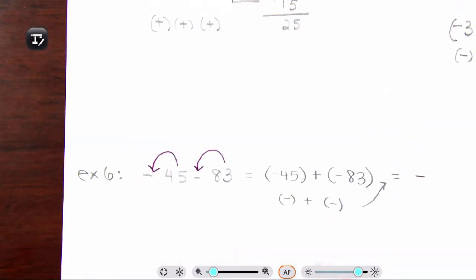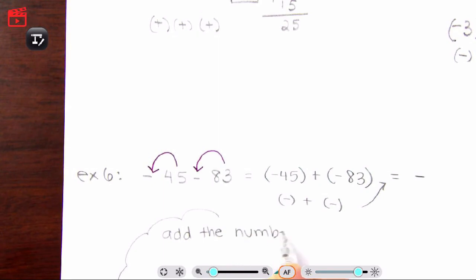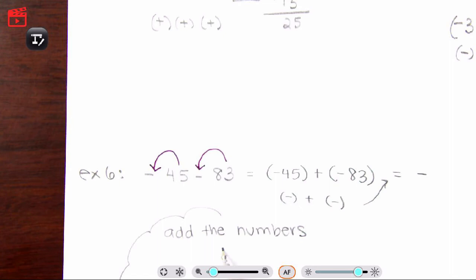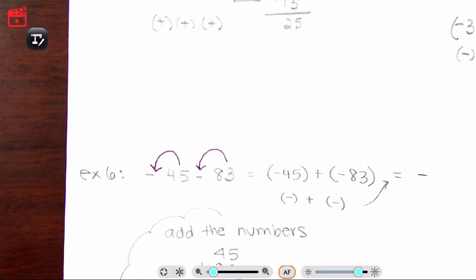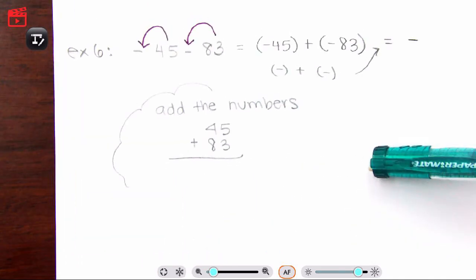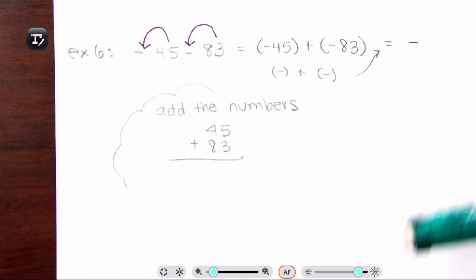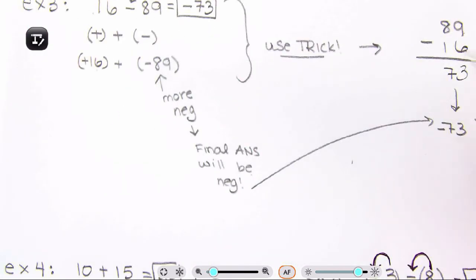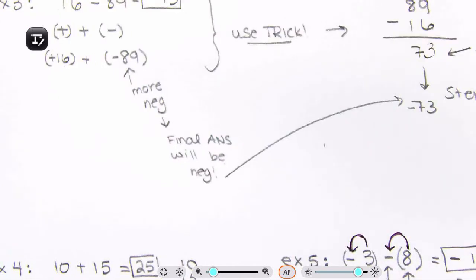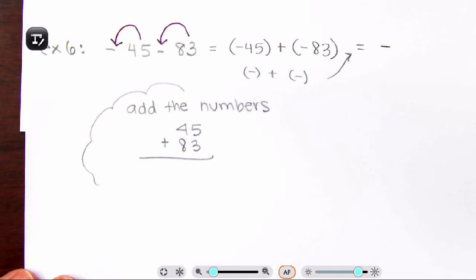So then what do we do? We just add the numbers. You've already accounted for the sign, so now we just add the numbers. 45 plus 83. So when you're adding, it doesn't matter if you have the bigger number on top and the smaller number on the bottom or vice versa, because you're adding. When you're subtracting, that matters. So when you're subtracting, make sure that you have the bigger number on top. If you want to stay consistent, always put the bigger on top, even when you're adding. That is your choice, but make sure that you separate the subtraction and the addition.